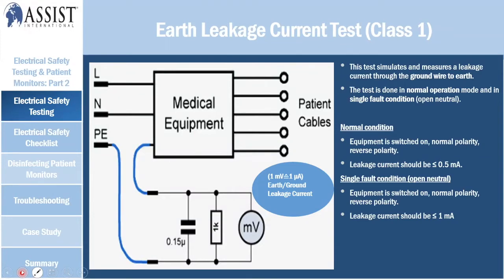When you talk about single fault condition, you do open neutral. So when you do normal condition, your leakage current should be less than 0.5 milliampere. Or if you see on the multimeter, it will show 0.5 millivolt. And single fault condition, open neutral, should be less than 1 milliampere.